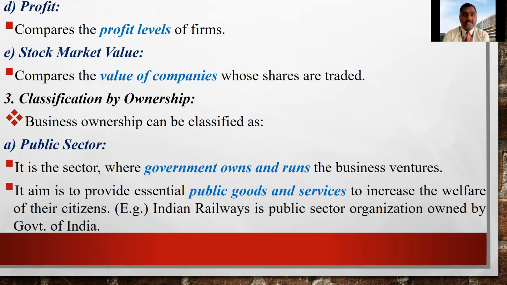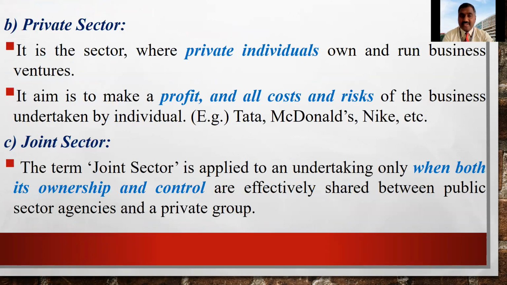And the third one is classification by ownership. How are you running a business or organization? Either you are running it by yourself, along with a partner, or along with co-partners, or like a cooperative society. In what way? So in ownership, public sector is there, and then the private sector, joint sector. Which category are you following? So according to your ownership, you may do a business. That is also a part of it.